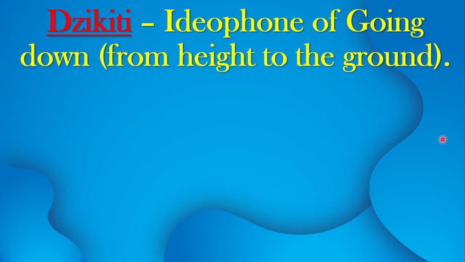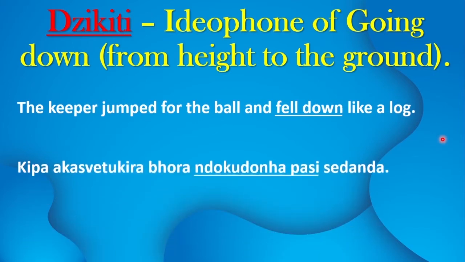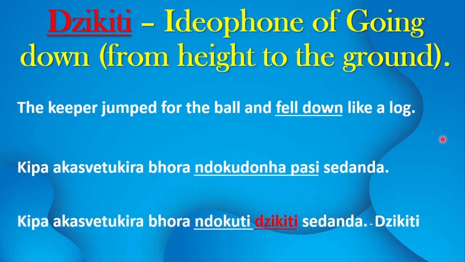Dzikiti. It's an Ideophone of going down from height to the ground. The keeper jumped for the ball and fell down like a log. Keeper akasvetukira bhora ndokudonha pasi sedanda. Ndokudonha pasi is fell down. Sedanda, like a log. Danda is log. Keeper akasvetukira bhora ndokuti dzikiti sedanda. Ndokuti dzikiti is the same as fell down.